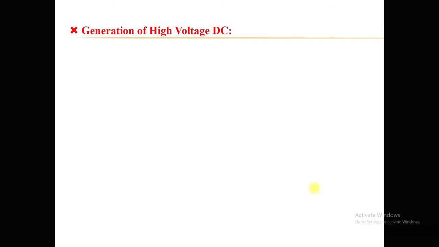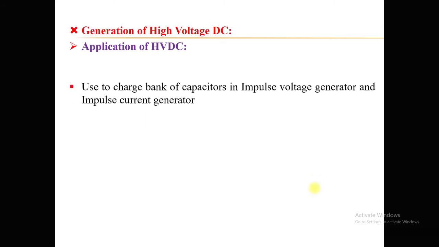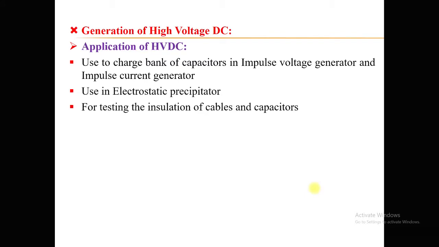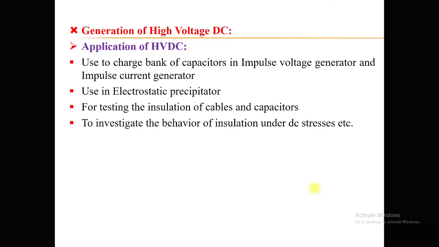So let us quickly move on to the generation of high voltage DC. Let us see the applications first. As I said, it is used to charge the capacitor banks in impulse voltage generators or in impulse current generators. It is used in electrostatic precipitators, which you can see in the power plants. For testing the insulation of cables and capacitors, it needs high voltage DC. To investigate the behavior of insulation under DC stresses, again it needs high voltage DC.